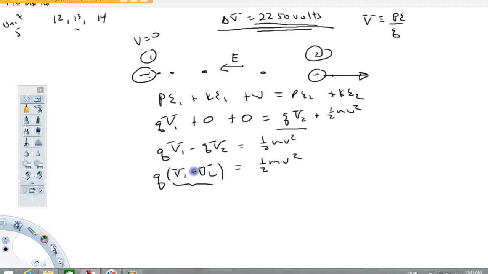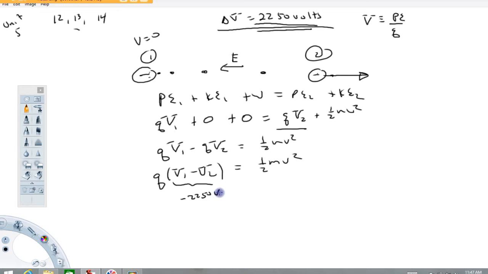Well, remember that electric potential always decreases with the field. So potential 1 is smaller than potential 2. So if I take potential 1 minus potential 2, you get a negative number. So in this spot right here, we're going to put minus 2250 volts.